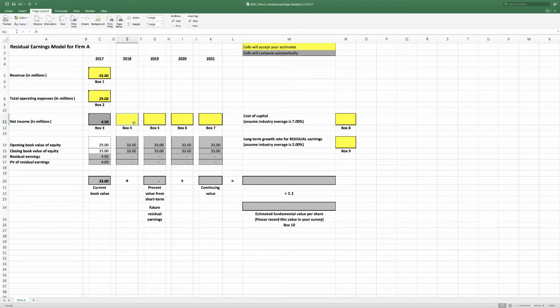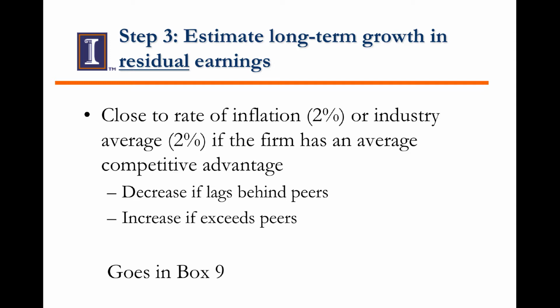Let's update the spreadsheet for Firm A. Assume Firm A's past net income growth rate was 9%, and that is my best estimate of future net income growth. I can input a formula in Excel to calculate the net income forecast for the next 4 years. So in box 4, I will put in the formula equals C11 times 1.09. This reflects that I expect the prior period net income to grow by 9%. I can then copy and paste this formula to boxes 5, 6, and 7. If you think the net income growth rate will change over the next 4 years, you can use different growth rates.